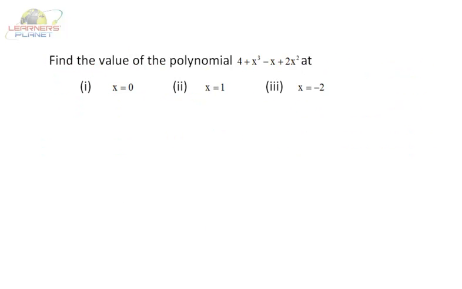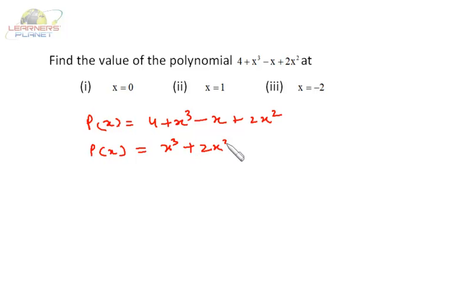Now let's do some problems on factor theorem and remainder theorem. Now this is the first question. We have to find the value of the polynomial 4 plus x cube minus x plus 2x square at x is equal to 0, 1 and minus 2. Let's write this polynomial as p(x). It's 4 plus x cube minus x plus 2x square. The very first step is to rewrite this polynomial in standard form. So it's x cube plus 2x square minus x plus 4.